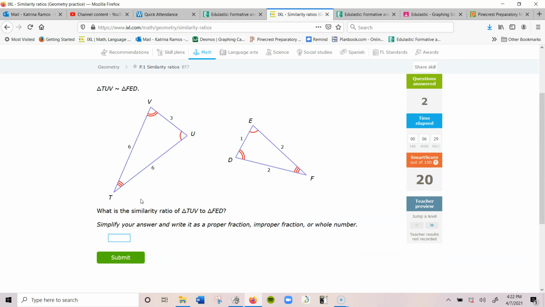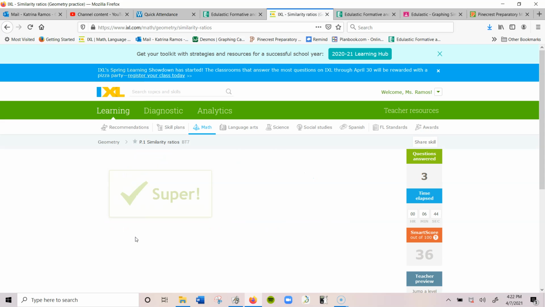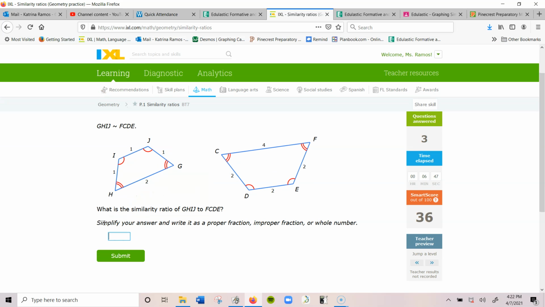Let's try this one now. We have TUV to FED. So we find corresponding sides. TU would correspond to FE. So we do 6 divided by 2 is 3. Here we want to find the similarity ratio of GHIJ to FCDE. Here you can pick whatever sides you like. GH would correspond to FC. So we do 2 divided by 4, or 2 over 4, which can be simplified to 1/2.